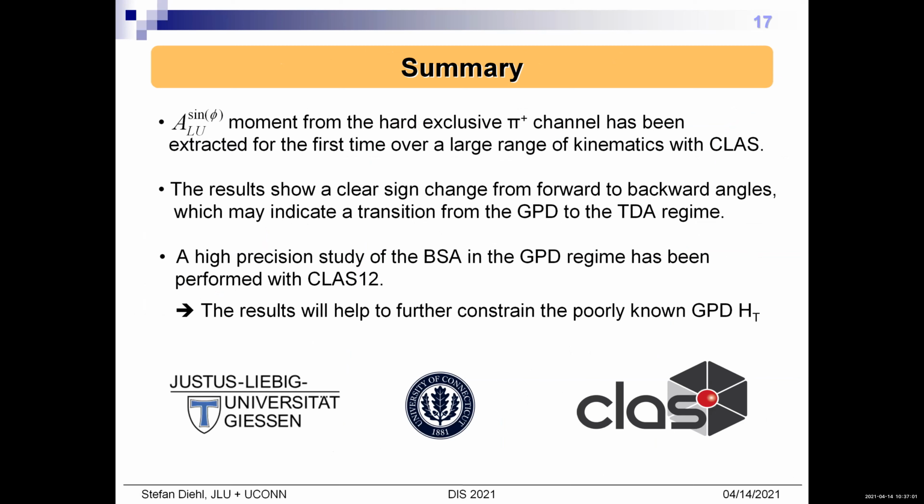So to come to the summary, we have seen that the ALU sin phi moment from the hard exclusive pi plus channel has been extracted for the first time over a large range of kinematics with CLAS12. And the results showed a clear sign change from forward to backward angles, which may indicate a transition between the GPD and TDA regime. And I've shown that a high precision study of beam spin asymmetry in the GPD regime has been performed with CLAS12. And these high precision results will significantly help to further constrain the poorly known GPD HT.